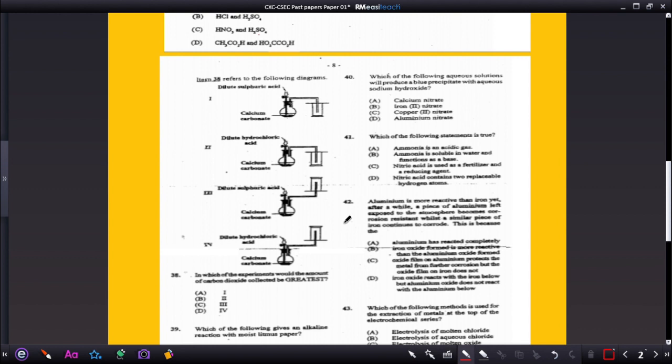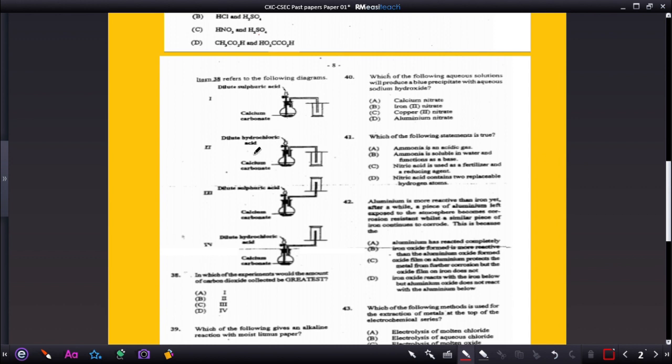38. Item 38 refers to the following diagrams: dilute sulfuric acid and calcium carbonate. We have here dilute hydrochloric acid and calcium carbonate, dilute sulfuric acid and calcium carbonate, dilute hydrochloric acid and calcium carbonate. And in each case, the collection is either inverted or placed downward. In which of the experiments would the amount of carbon dioxide collected be the greatest?